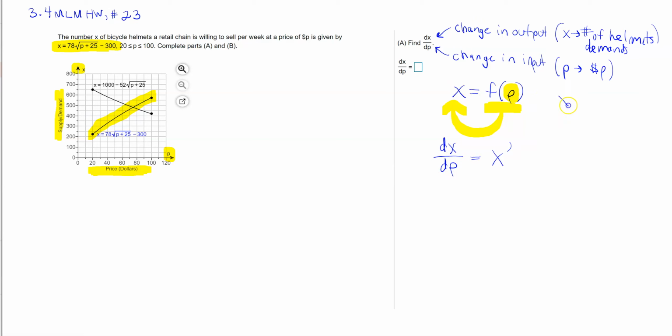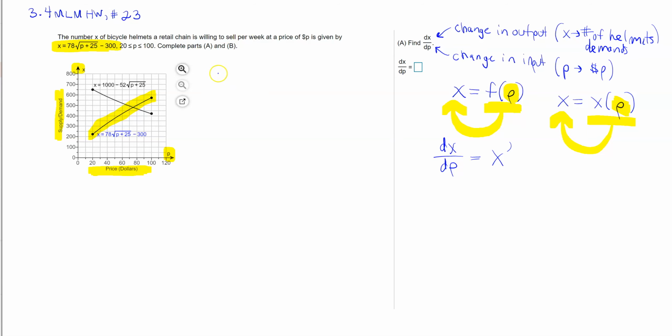You can also write this notation, instead of using f of x notation, as X of P. That's still function notation, where we're showing that price is the input, and if I follow whatever the rule is, I'm going to calculate demand. So there are lots of ways to write this. Getting used to the notation is the hardest part in calculus, in my opinion. But let's go ahead and find that derivative.